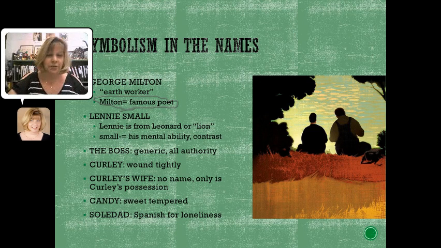Lenny's full name is Leonard Small. Leonard is the same word for lion, and you can see again that physical big strength that Lenny's got. But Small has to do with his mental ability, with his capacity. And so you get this contrast between the lion of his physicality and then the smallness of his brain and his cognitive abilities.